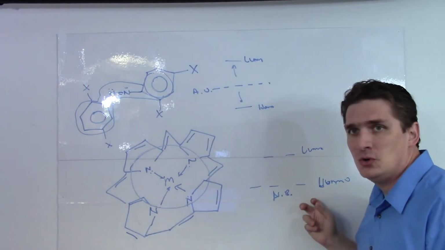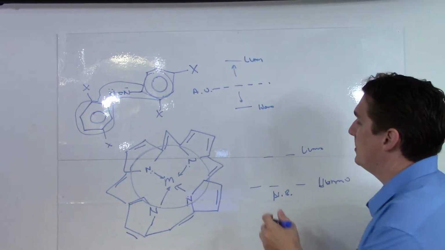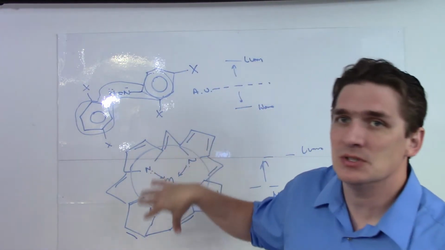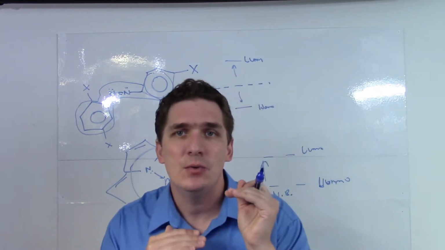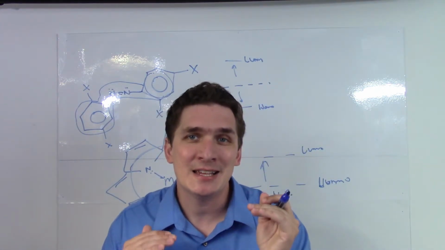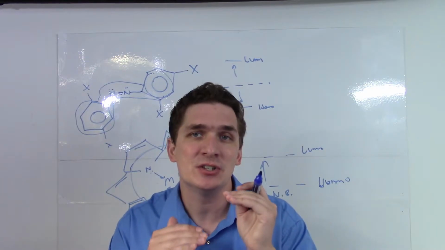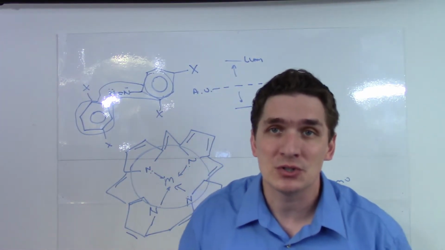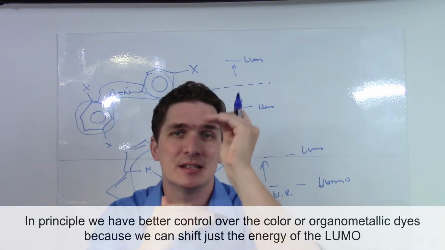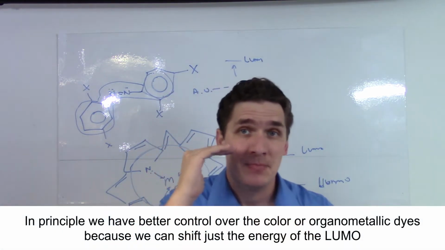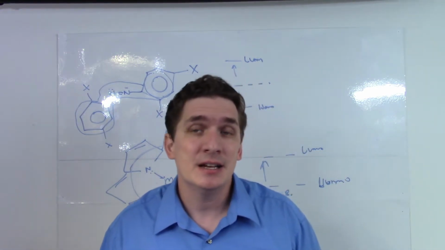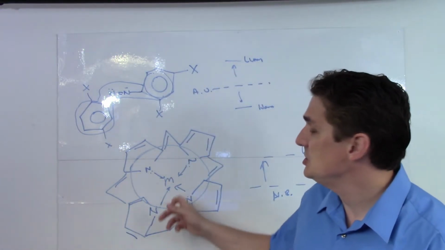Now, the HOMO, because it's not bonding, is not going to move, but we can definitely shift the LUMO. We can shift it by changing the substituents on the ring. So with organometallic dyes, typically we change the color just by changing the gap between the LUMO, and this gives us a lot more control. We're not bound by this kind of symmetric move of the HOMO and the LUMO. The reference to the metal isn't going to change. That LUMO is going to go up and down, and this kind of gives us a lot of power because we can change the metal.